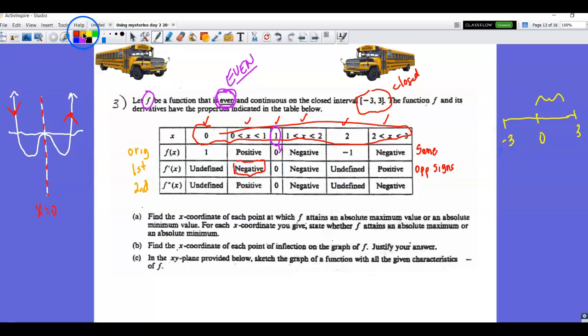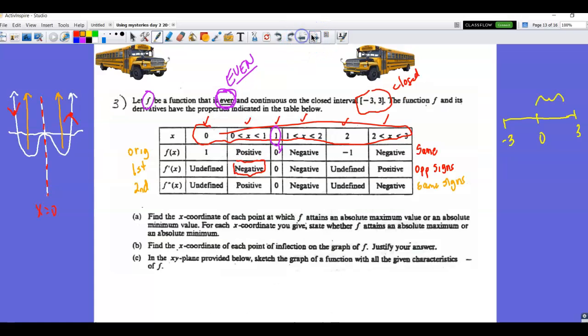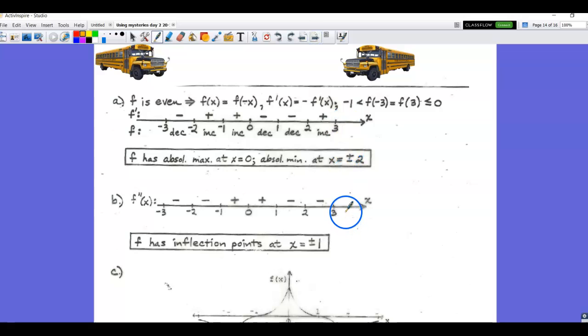Lastly, let's look at the concavity. So over here on the left side of the origin, the graph is concave up, and in the same region on the right side, the graph is concave up. So that tells me the second derivative will have the same signs at the symmetrical intervals. Now let's see if they do the number lines on the other side. Yes, they do. Okay, so here's what I'm talking about right here.